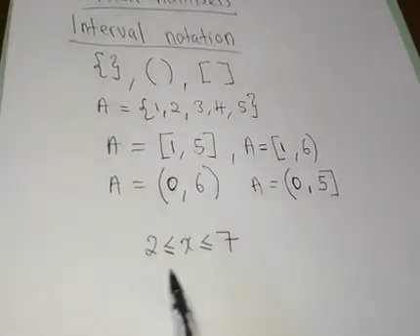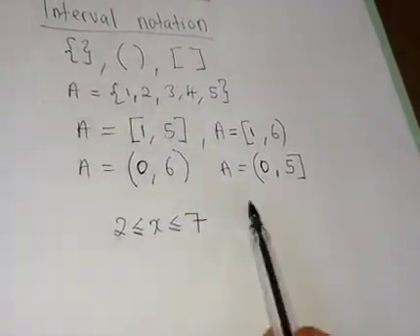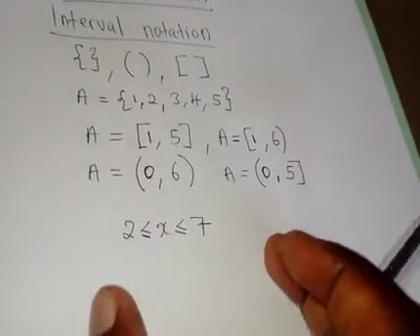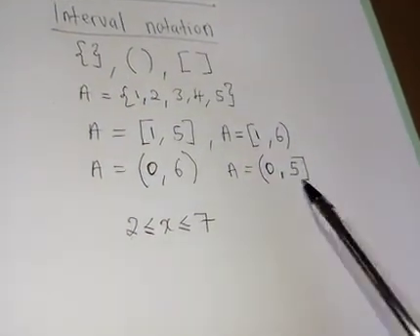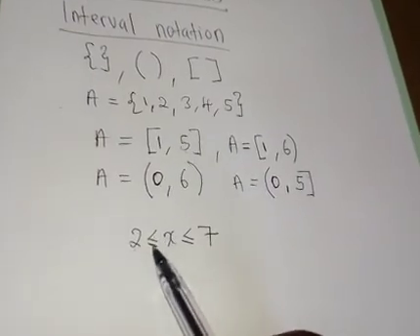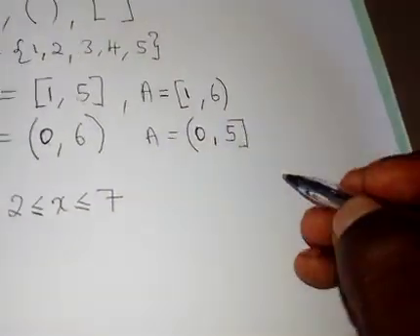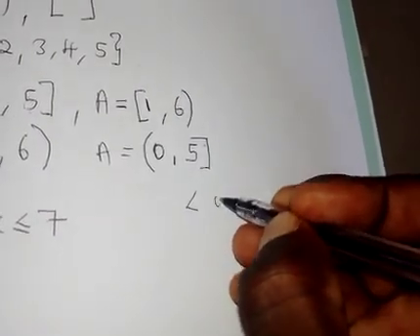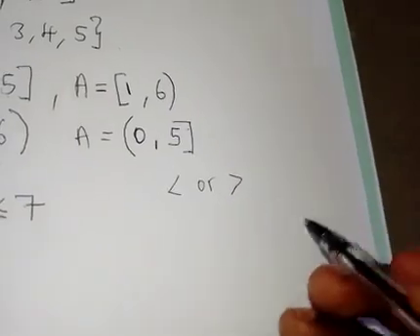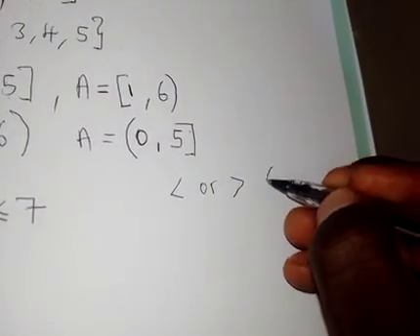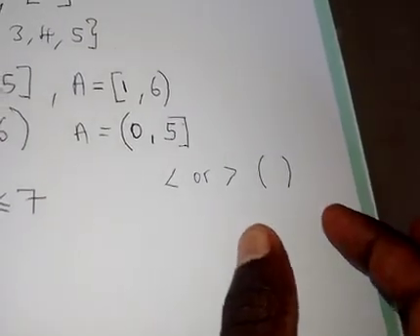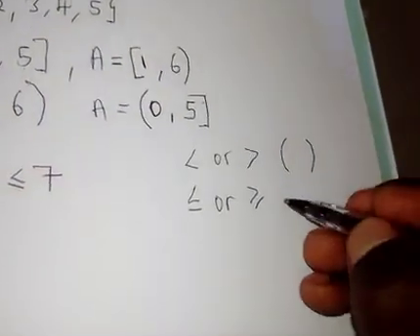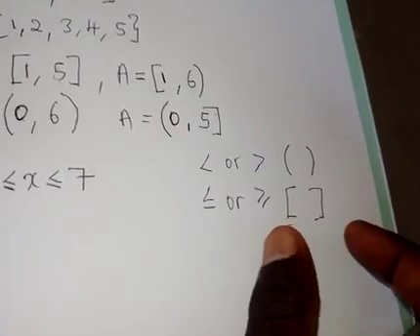Now, it's almost impossible to list all the numbers here in the case where we are using inequalities. As a result, it's easier to represent this case using round brackets or square brackets. Whenever you see less than or greater than, just know that you use round brackets like that. Then whenever you see less than or equal to or greater than or equal to, just know that you will use square brackets like that.